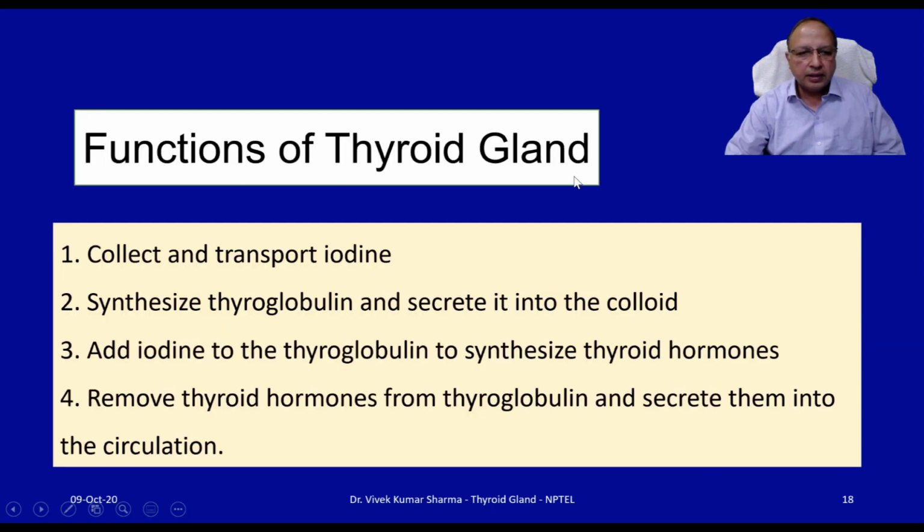What are the functions of the thyroid gland? They collect and transport iodine, they synthesize the thyroglobulin and secrete it into the colloid. They add iodine to the thyroglobulin to synthesize the thyroid hormones. They remove the thyroid hormones from the thyroglobulin and secrete them into the circulation.